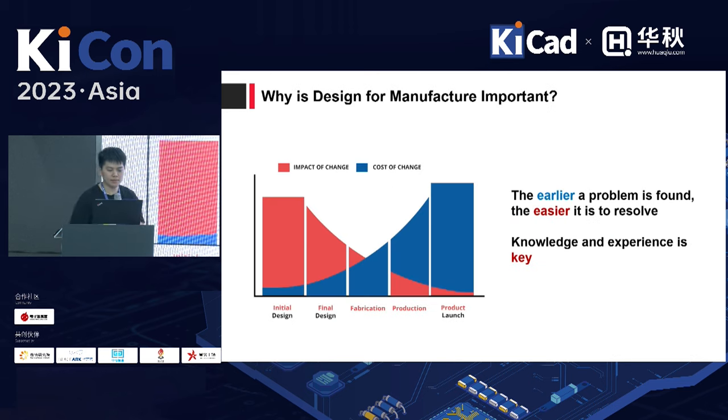If you look up DFM, you'll probably find a picture like that. It really just sums it up: the cost of change increases as product development goes on. So really, the best idea is to solve problems as soon as you can. Basically, the earlier a problem is found, the easier it is to resolve. So how do you do that? Well, you need a lot of experience and you need some knowledge.